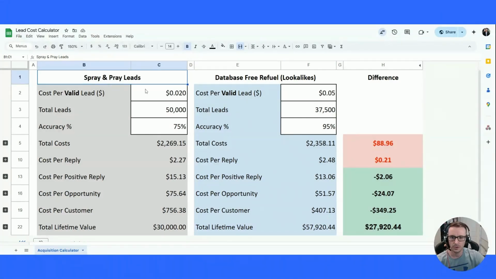So let's just go through some scenarios here. Under the spray and pray lead column here, you enter your cost per valid lead. When I say valid, I mean everything: the cost of the lead itself, web scraping, the email validation, maybe even catch-all scoring, maybe even AI lead scoring. It's a big trend, and we have this feature inside of the Lead Engine AI platform.